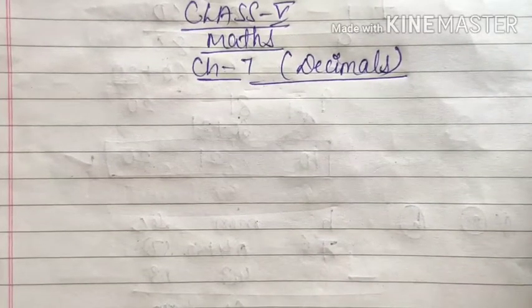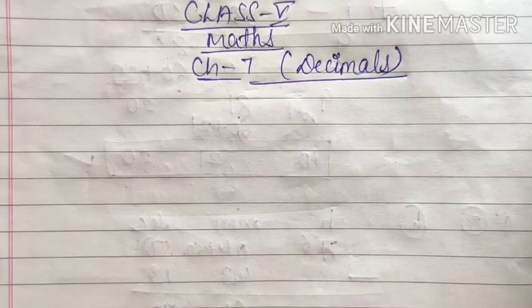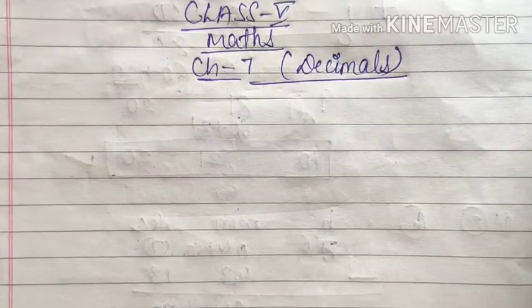Now we will start chapter number 7. Actually chapter number 7 belongs to third term, but still we have to start it. So chapter number 7 and 8 belong to decimals. That means the points. Already in chapter number 6 we have learnt fractions, and we get decimals from fractions itself. So that we are going to learn right now.